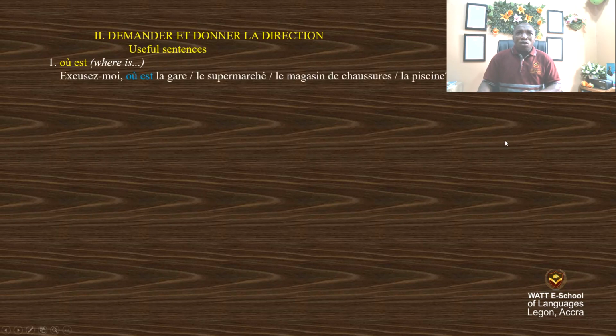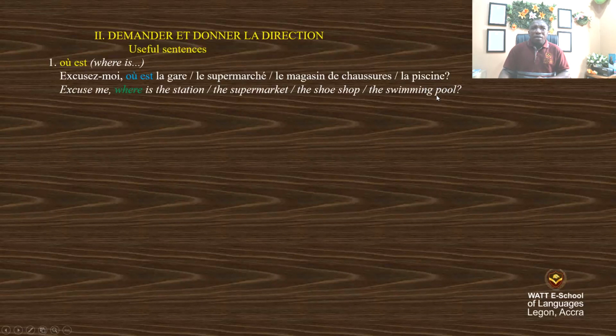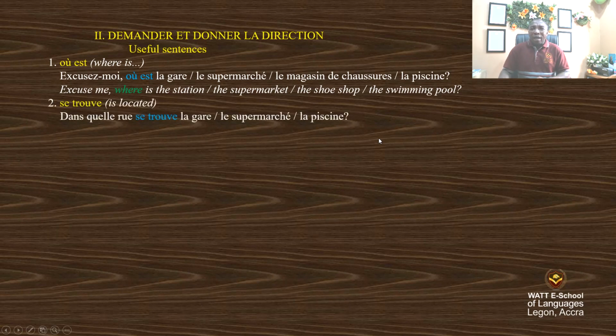The sentence. Excusez-moi. Où est la gare? Le supermarché. Le magasin de chaussures, la piscine. Excuse me, where is the station? The supermarket, the shoe shop, the swimming pool. In French, swimming pool is piscine. Se trouve is located. Dans quelle rue se trouve la gare, le supermarché, la piscine? In which street is the station, supermarket, the swimming pool located?